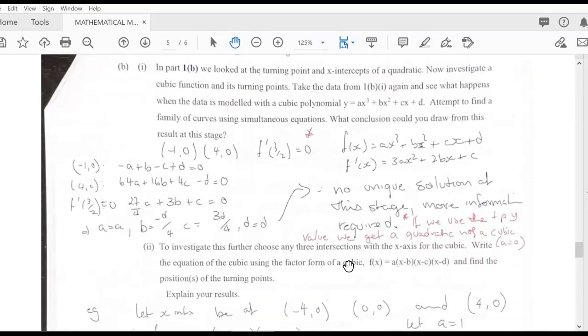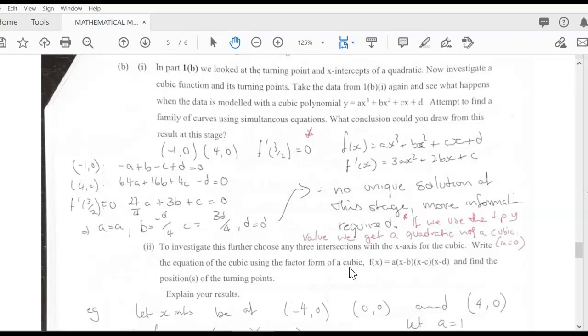All right, part B, part 1. In part 1b, we looked at the turning point and x-intercepts of a quadratic. Now investigate a cubic function and its turning points. So take the data from 1b, part I again, and see what happens when the data is modeled with a cubic polynomial, y equals ax cubed plus bx squared plus cx plus d. Attempt to find a family of curves using simultaneous equations. What conclusion could you draw from this result at this stage?